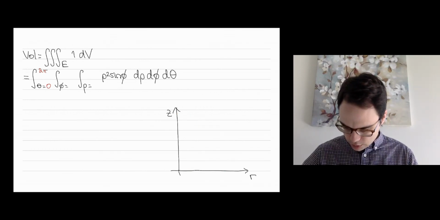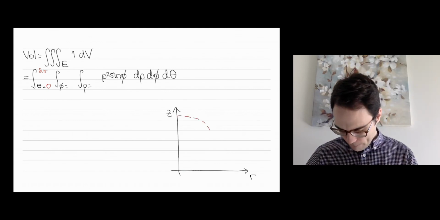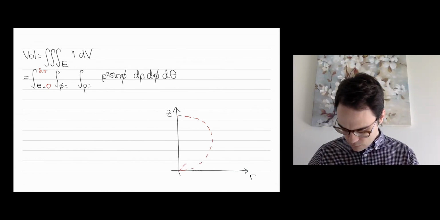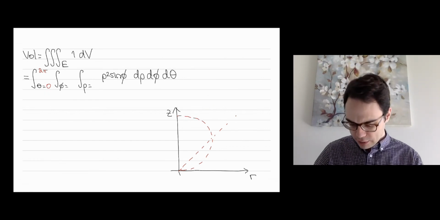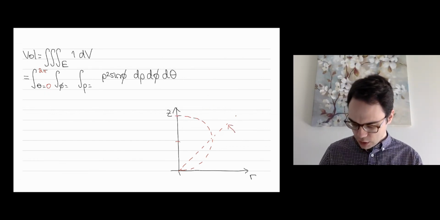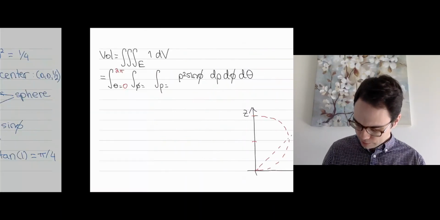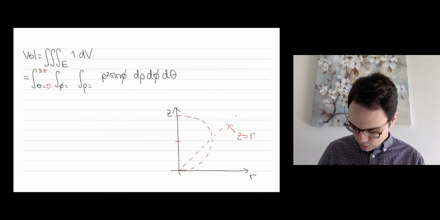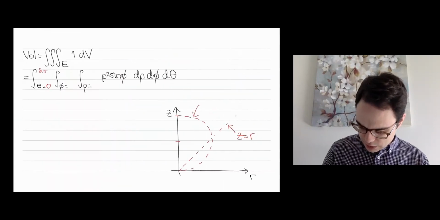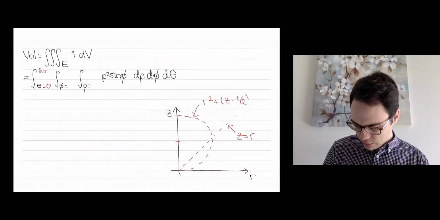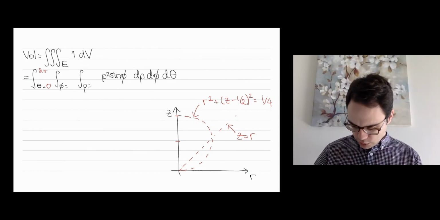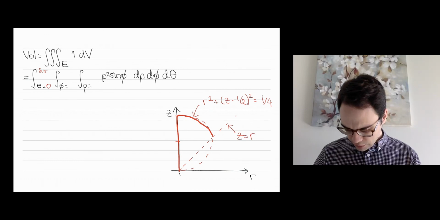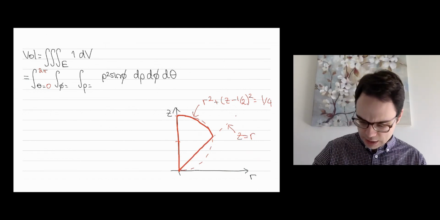So we have these two equations. This is the circle of radius a half, about the point a half, and this is the cone, Z equals R. So up top I have R squared plus (Z minus a half) squared equals a quarter. And down here you have the cone. So for every value of theta we get the same slice because the shape is symmetric around the z-axis. This is our region.